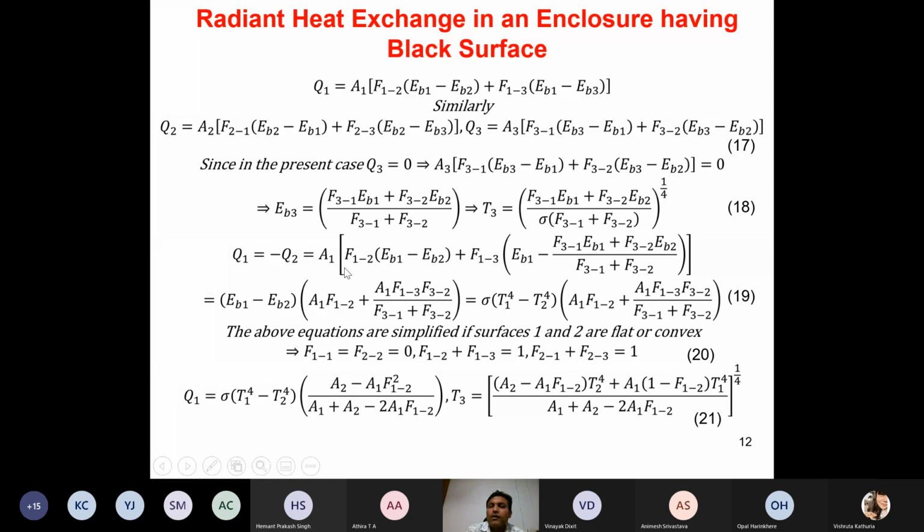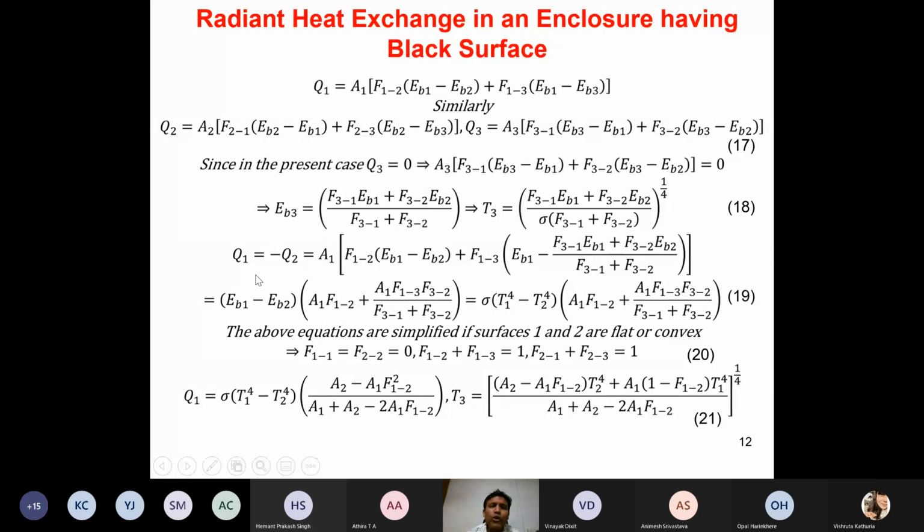Now this expression of EB3 we can put in equation number 17. Remember, in equation number 17 we have written Q1 and Q2, and in these Q1 and Q2 there is a term EB3. So this EB3 we have to replace. Again, since Q3 is 0, that means Q1 should be the same as minus Q2, isn't it? So whatever the net rate of heat transfer by radiation Q1, that should be the same as minus Q2 because Q3 is 0, isn't it?